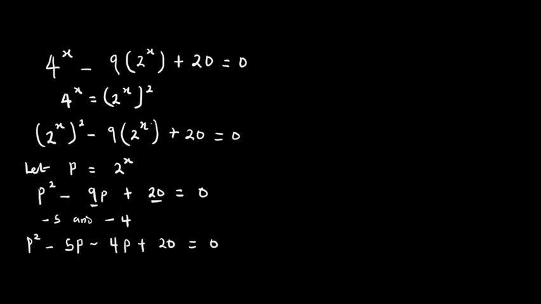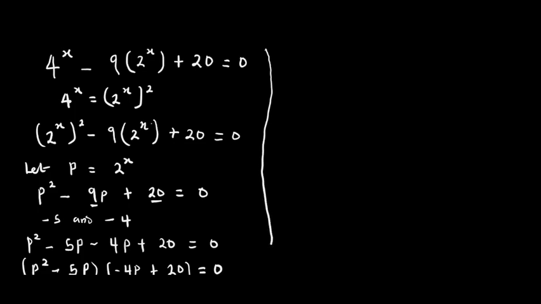Then the next thing I'm going to do is merge them together. p squared minus 5p minus 4p plus 20 equals 0. So we have p minus 5, p minus 4, p minus 5 equals 0.